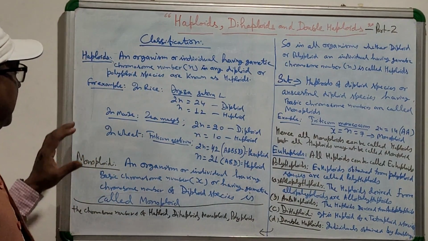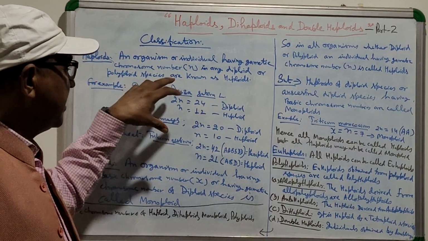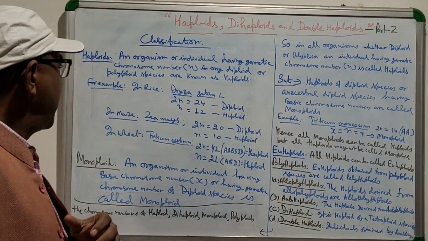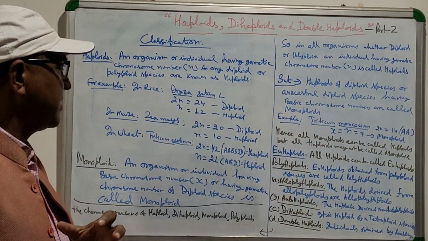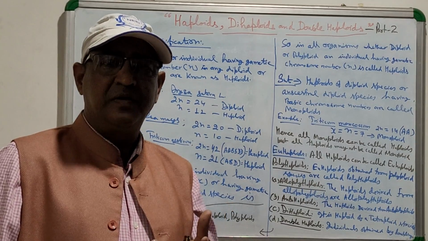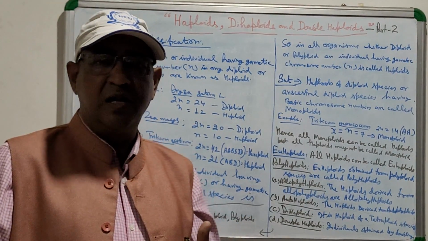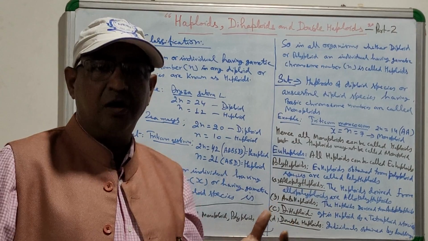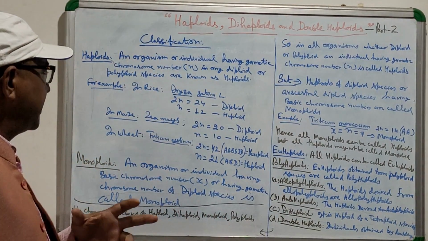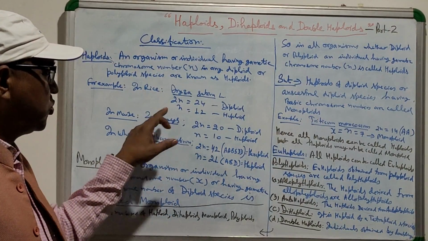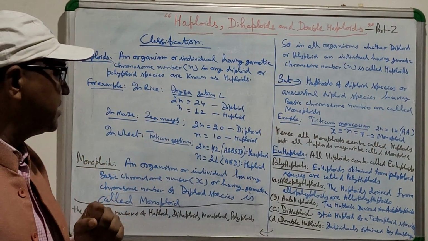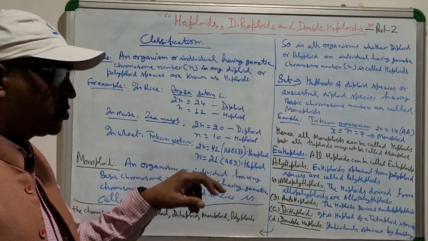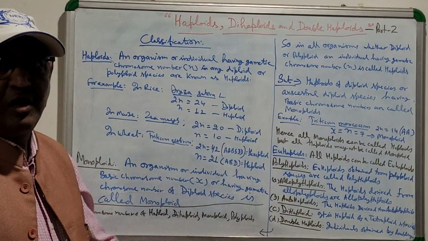If you see here, a haploid is an organism or individual having the gametic chromosome number in any diploid or polyploid species. Wherever you have an individual with the gametic chromosome number, or even the basic chromosome number, that can be called a haploid individual. For example, in rice, Oryza sativa L, 2n = 24 is diploid, and n = 12. A plant having n chromosomes in its body is called haploid.